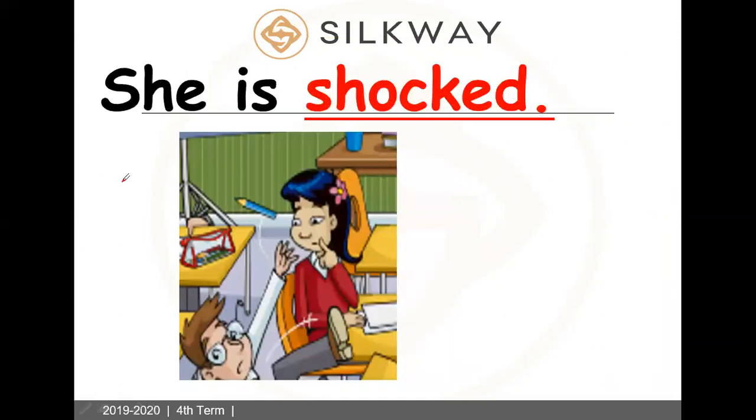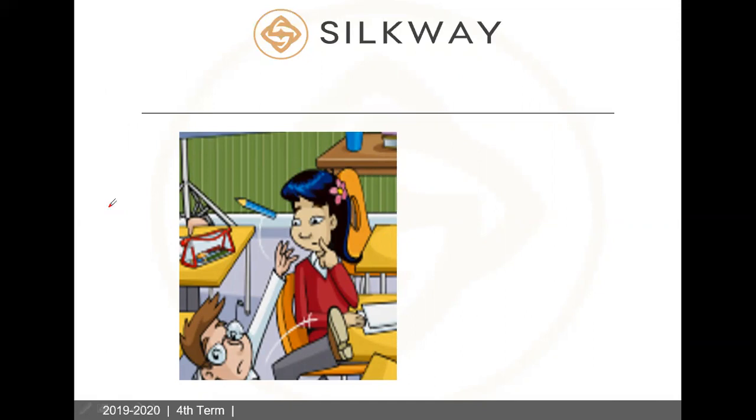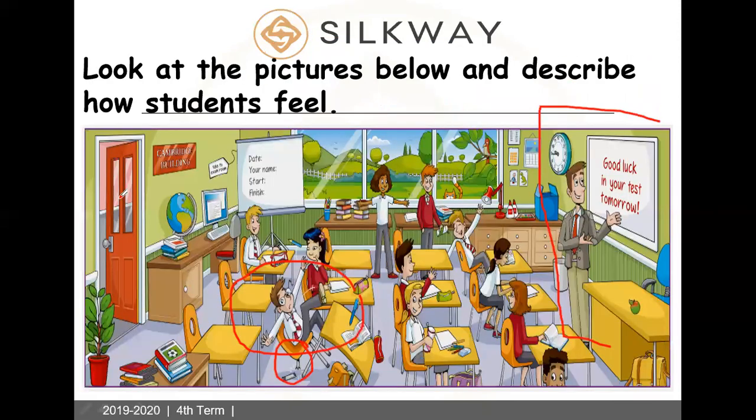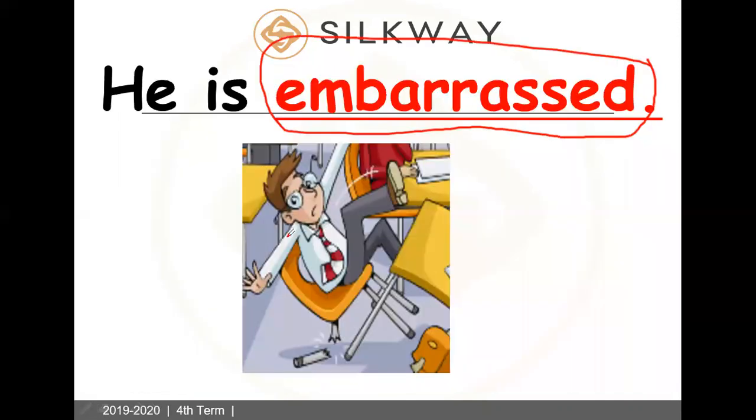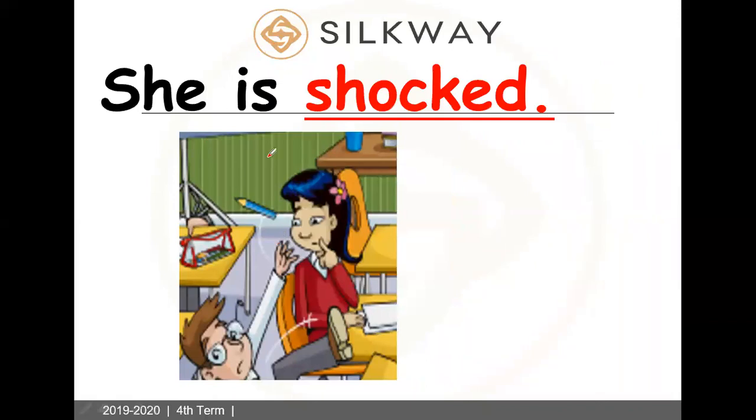Next one, the girl. Probably she is shocked. When you say shocked, it is because the boy suddenly fell on his seat. Because one leg is broken, she is shocked in this situation. So we can say that she is shocked.